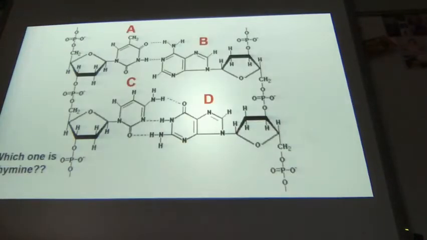Which one is thymine? Let me give you a hint. G and C are triple bonded. G and C, it's that little thing in the top right corner. So which ones are C and G? D and C. The bottom 2 are C and G. See the triple bonds? Okay. And so which one is thymine?